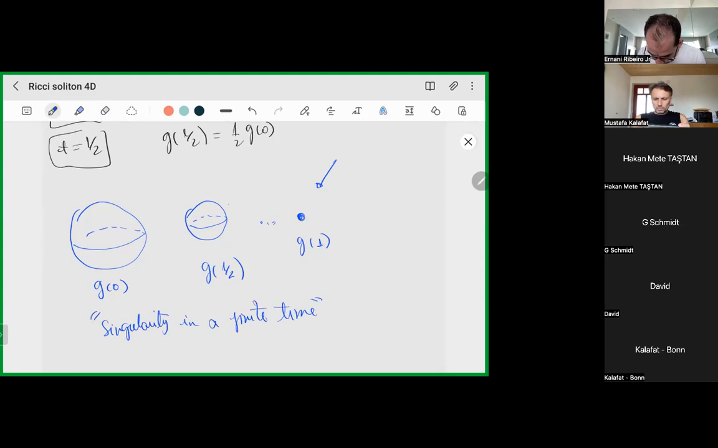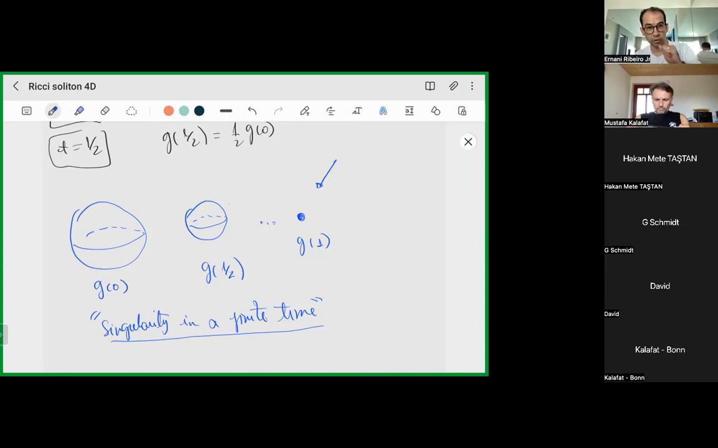We already know that in Euclidean space, the Ricci flow does nothing. But if you start with a round sphere along the Ricci flow, it develops a singularity in finite time, becomes small, goes to a point. Okay.